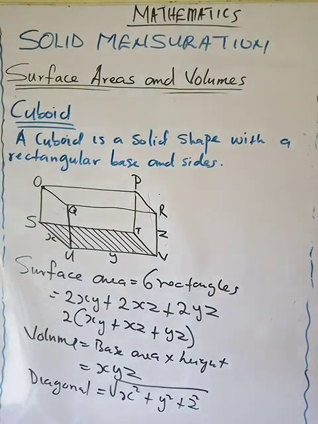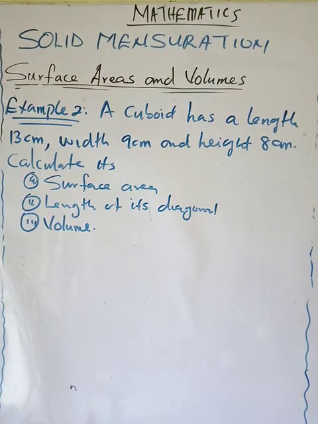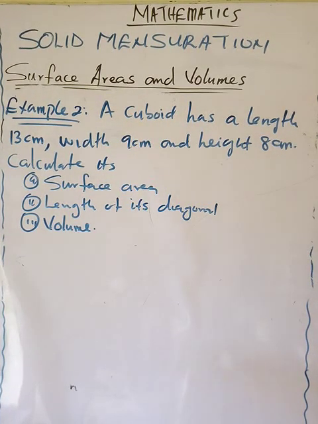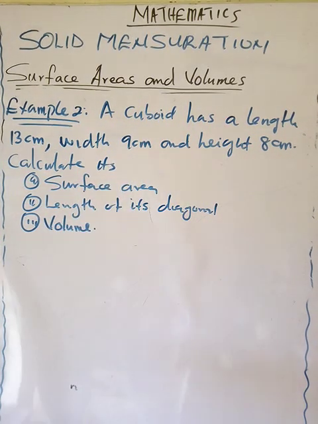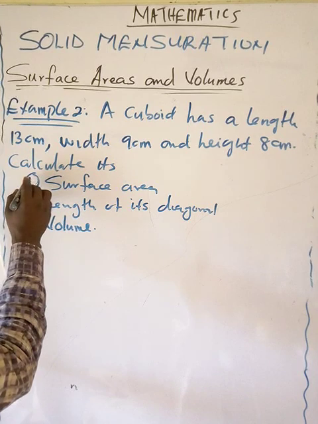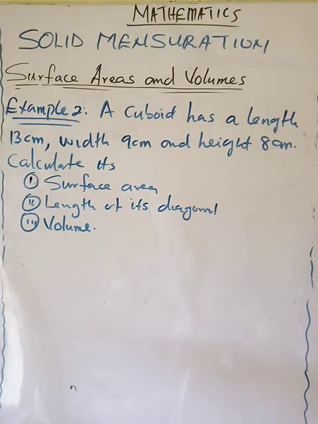So let us take some examples. We have a question here. A cuboid has a length of 13 centimeter, width 9 centimeter and height 8 centimeter. Calculate its A, surface area, B, length of the diagonal, and the third one is volume. Let's draw our cuboid and see how it looks.